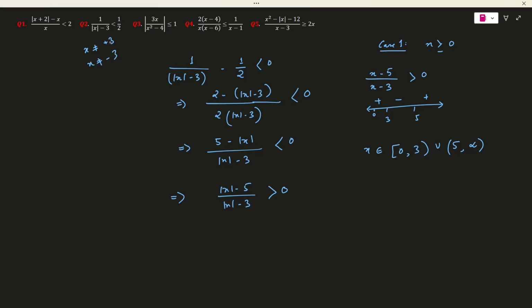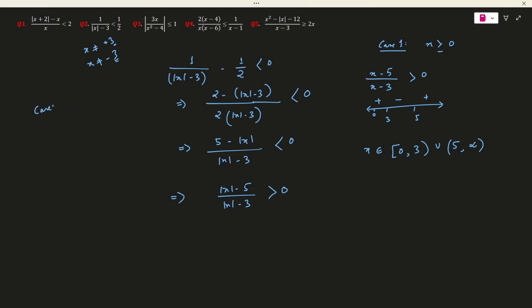Why? Because if x is equal to 3, mod of 3 will give me 3, so 3 minus 3 is 0, so I will get 1 by 0, which is not defined. If I put minus 3 in place of x, mod of minus 3 is basically 3 only, so 3 minus 3 is again 0, again you are getting 1 by 0, so that is also not defined. So in your final answer, please remember, you cannot include plus 3 and minus 3. But let us solve case 2 and then combine, and let's see if plus 3 and minus 3 are included in our final answer. If yes, then we'll remove them. And if not, then all good.